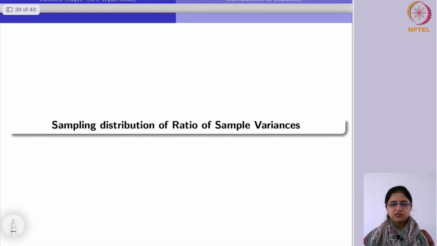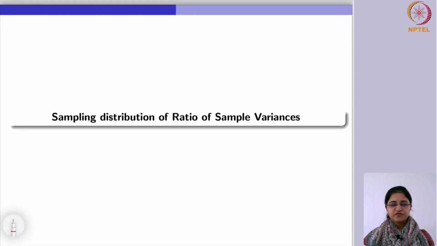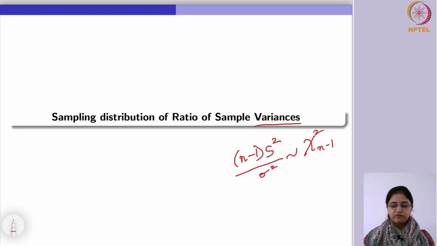Now we have seen the difference of the sample means, and now we are going to talk about the ratio of sample variances. If you recall, whenever we find the distribution of the variances, we learned the result that n minus 1 times s square by sigma square follows a chi-square distribution with n minus 1 degrees of freedom. So when we talk about the ratio of the sample variances, the chi-square distribution would also come into the picture, and that is why we have another distribution known as the F distribution. So let us see what it is.